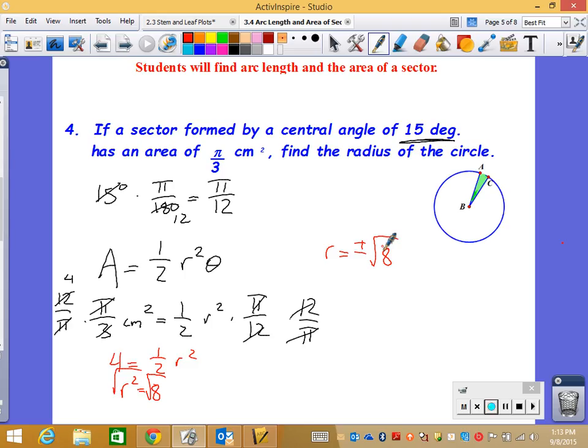However, does it make sense to have a negative square root of 8 as a radius? No, because we're dealing with a length. So we only deal with the positive side. So we get r is equal to the square root of 8. It's always important, after you're done solving, to go back and look. Do my answers make sense? If I have two answers, I should check both of them to make sure both work. In this case, the negative one didn't work, so we threw it out.